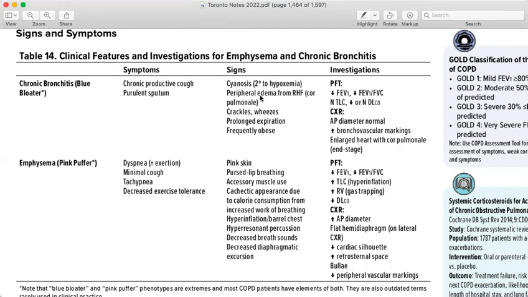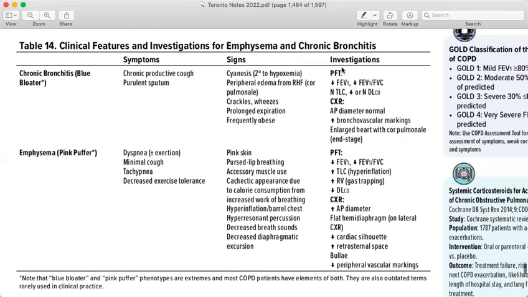Peripheral edema, because they are not breathing properly. Crackles, wheezing, and prolonged expiration, frequently obese. So investigations: FEV1 is decreased, FEV1 divided by FVC is also decreased, and then normal TLC or normal DLCO, differential leukocytosis. Then chest X-ray shows AP diameter normal, because in asthma, AP diameter is increased.